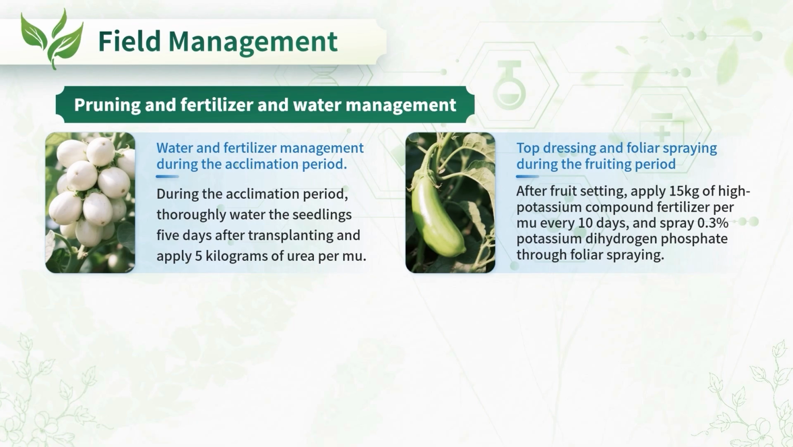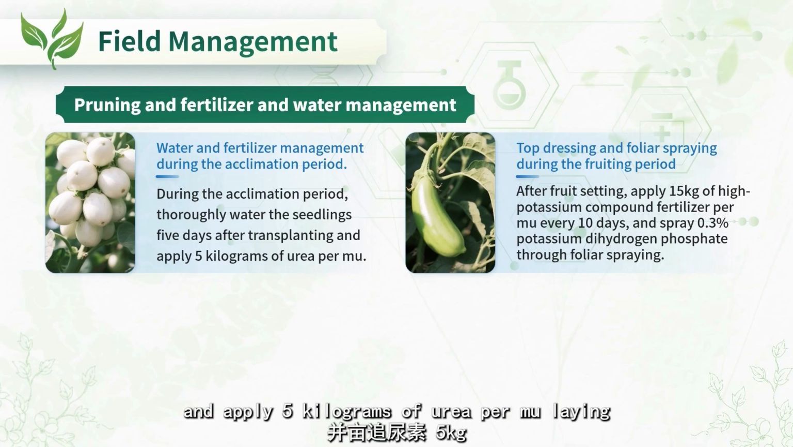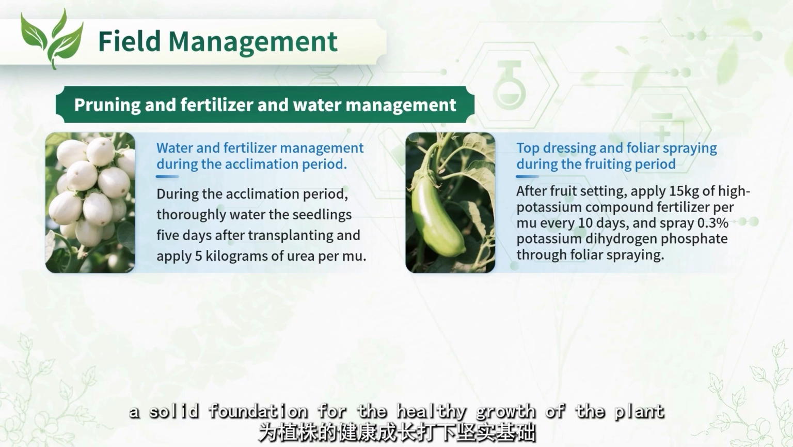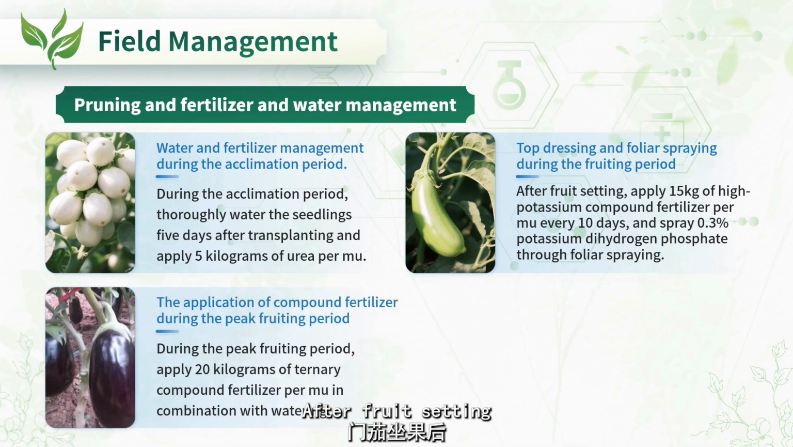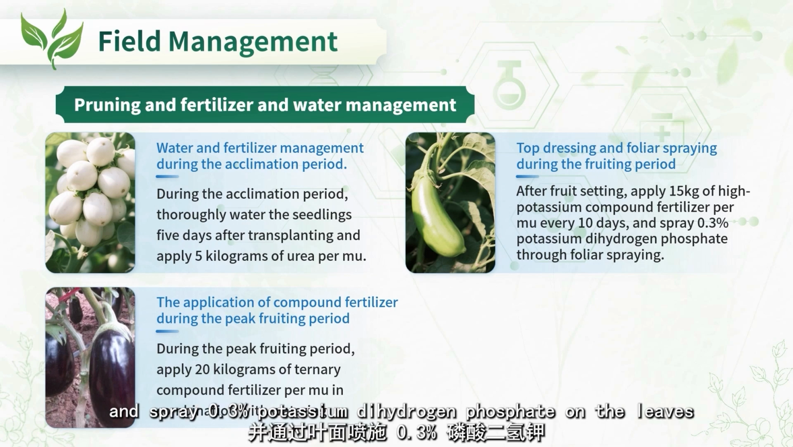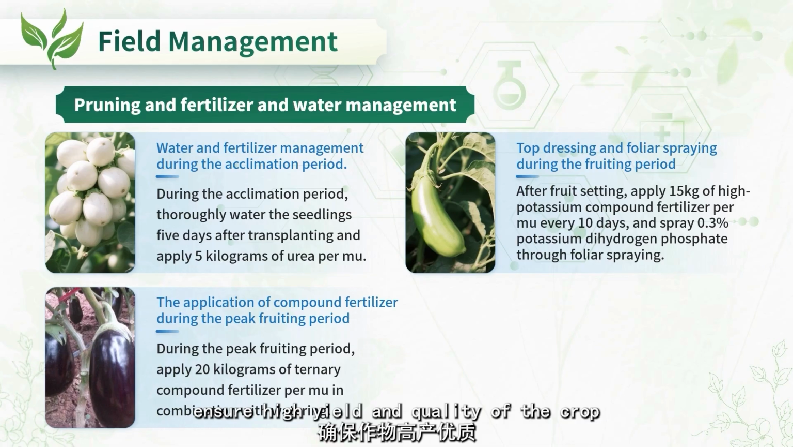During the acclimation period, thoroughly water the seedlings 5 days after transplanting and apply 5 kilograms of urea per mu, laying a solid foundation for the healthy growth of the plant. After fruit setting, apply 15 kg of high potassium compound fertilizer per mu every 10 days, and spray 0.3% potassium dihydrogen phosphate on the leaves to improve fruit quality and ensure high yield and quality of the crop.